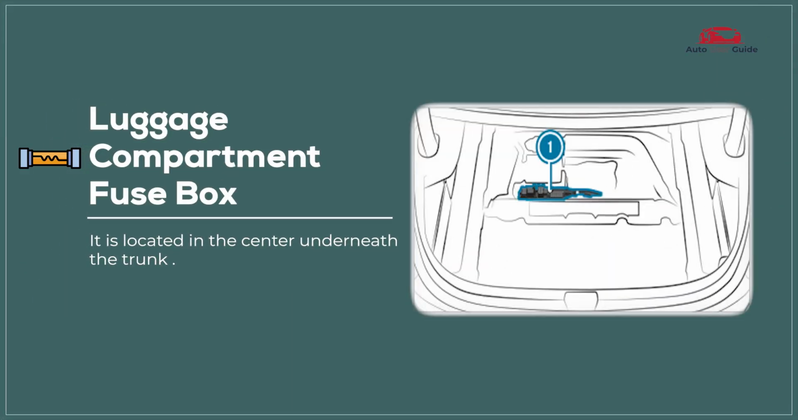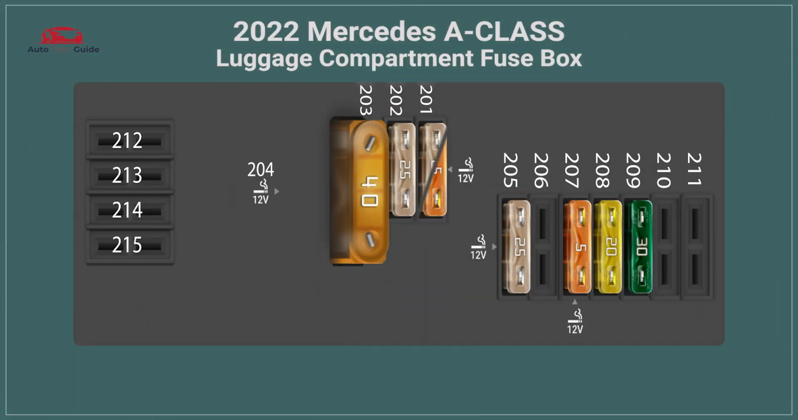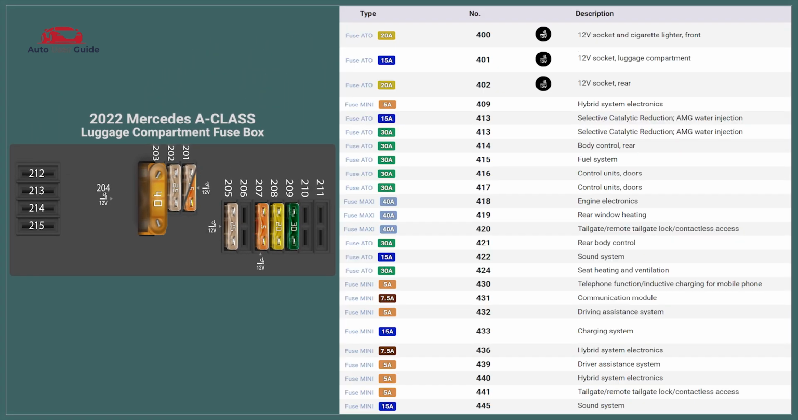Luggage compartment fuse box. The luggage compartment fuse box in the 2022 Mercedes A-Class protects and distributes power to rear electrical systems and convenience features.